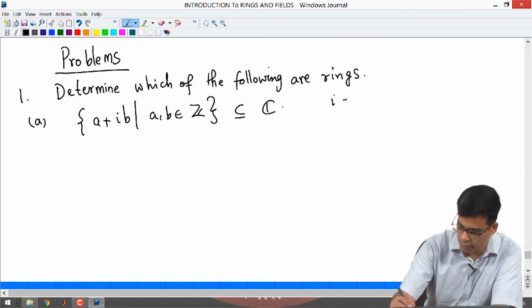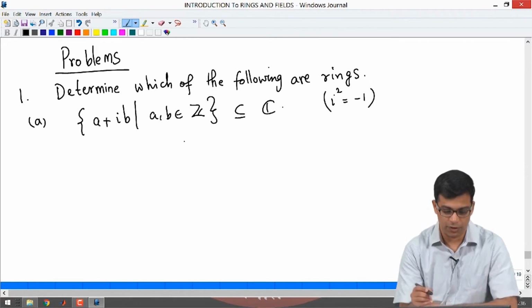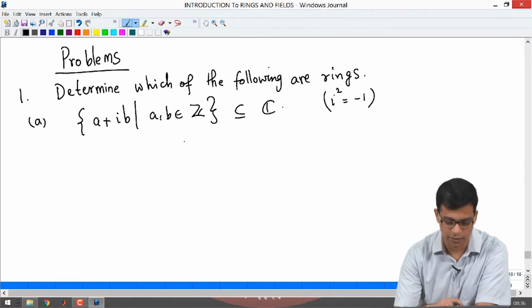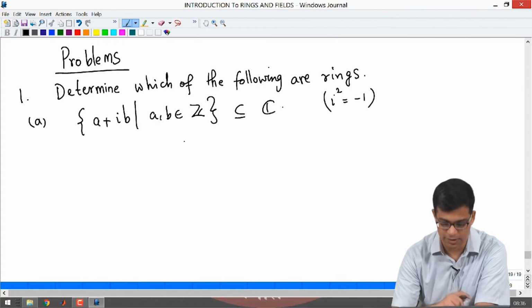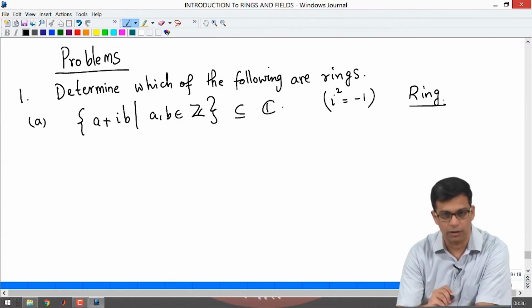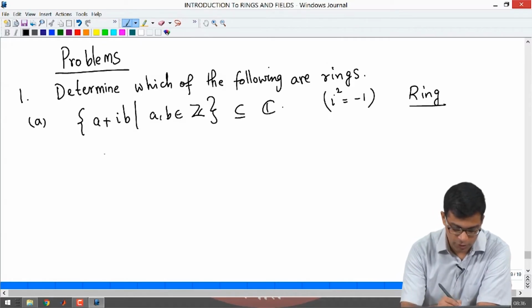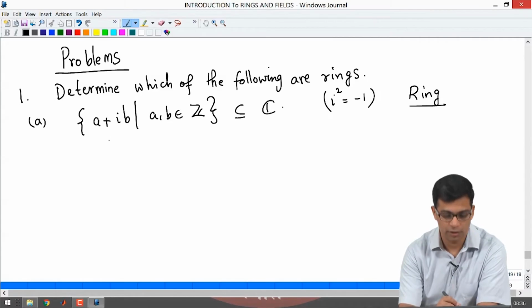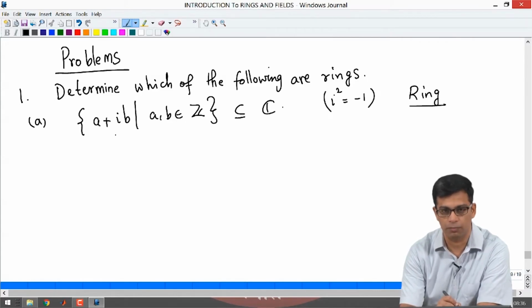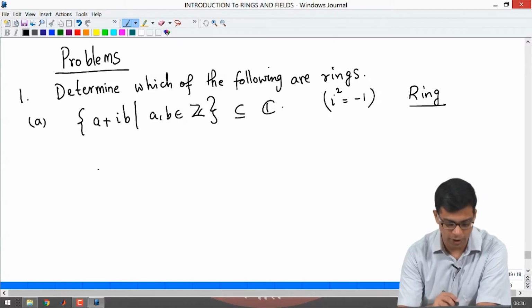Remember, i is the square root of minus 1. So, i is an imaginary complex number. I am looking at A plus iB where A and B are integers. In fact, I have already discussed this example before. This is a ring, right, and let me quickly recall why, and then we will move on to the other problems. Here the point is to check that the set is closed under products and sums, and there are inverses for addition, there is multiplicative identity and so on.